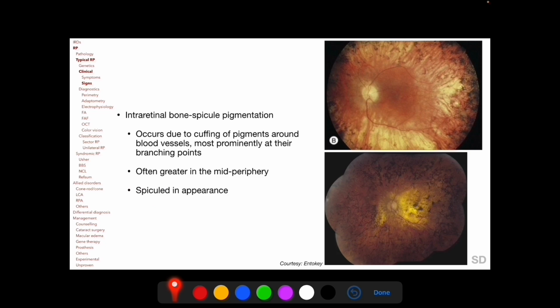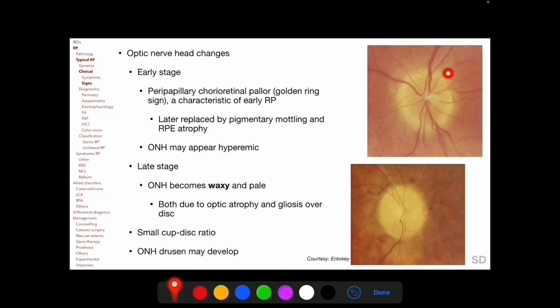Other than typical retinitis pigmentosa, the spiculed appearance is found in Usher syndrome among rod cone dystrophies, in cone rod dystrophy, and in acquired conditions such as trauma. But in other inherited and acquired pigmentary retinopathies, the pigmentation is not spiculed in appearance but appears as stippling or clumps.